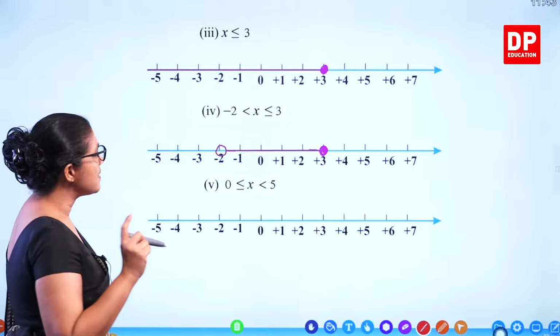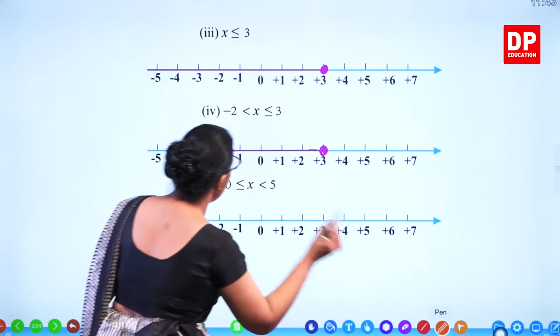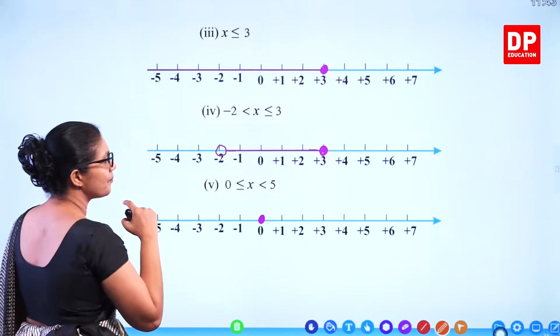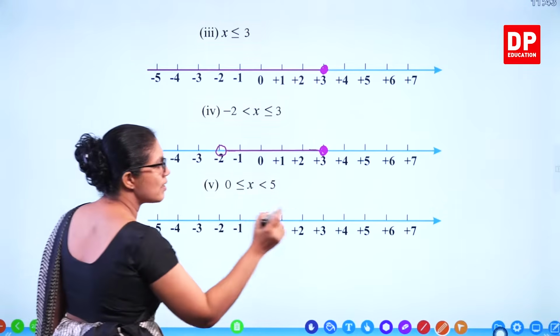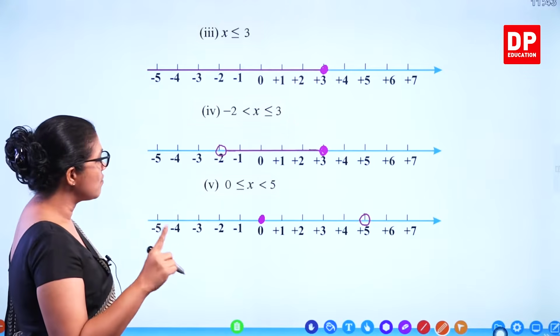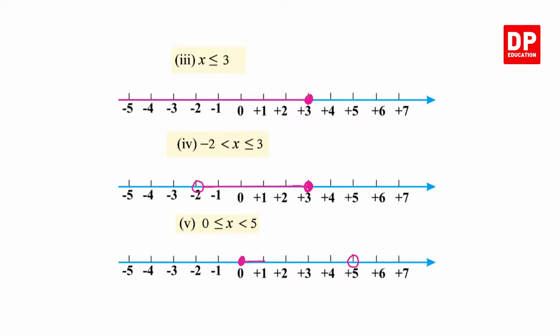What about X is in between 0 and 5? 0 is included, so you draw a solid circle there. And 5 is not included, so an open circle on 5. So this is also in between, so you draw the line in between the two.